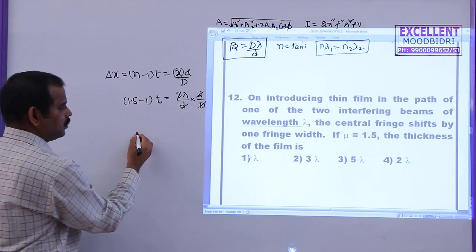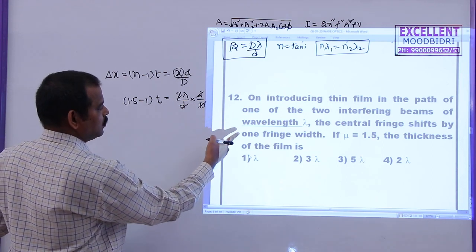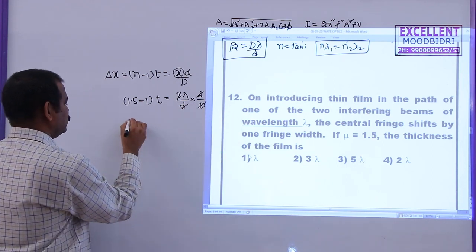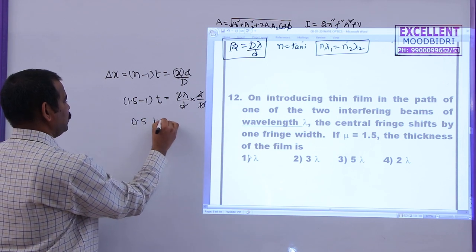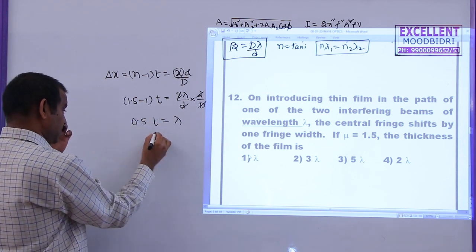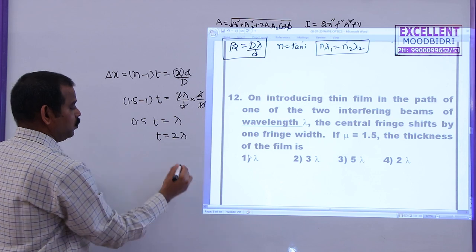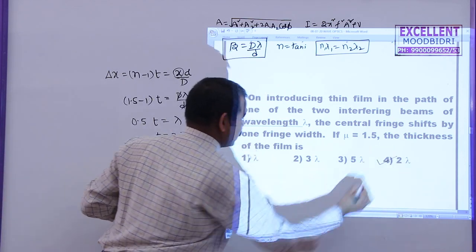This gets cancelled. So what is the wavelength of this one? This is given as lambda. So 0.5 t is equal to lambda, that is 1 by 2, t is equal to 2 lambda. So here option 4 is correct.